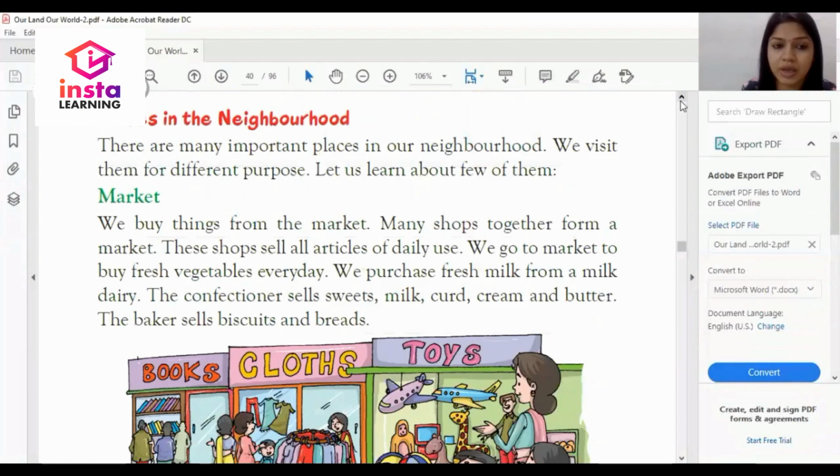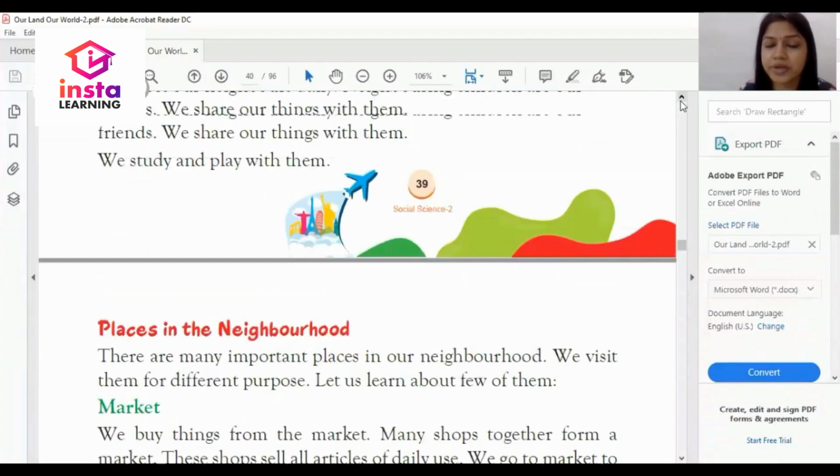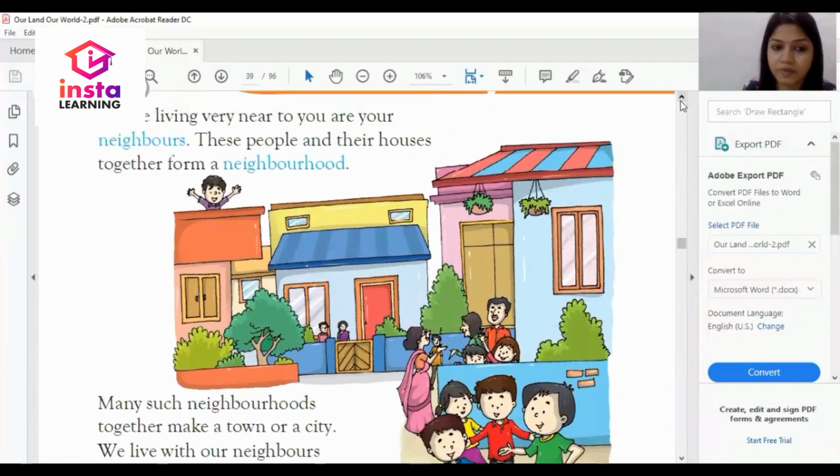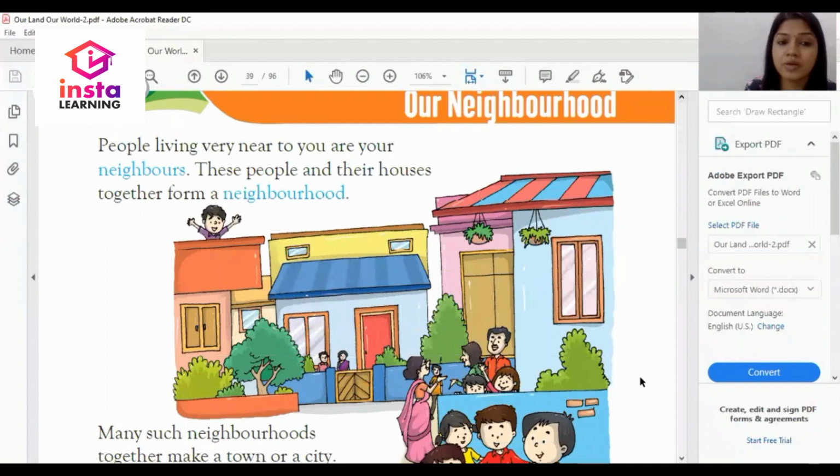Dear student, as in the beginning I have already told two learning objectives of the chapter. We have learned who are the neighbors. People living very near to you are your neighbors. These people and these houses together form a neighborhood. So this is very important.